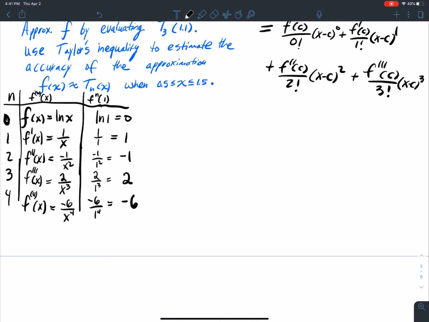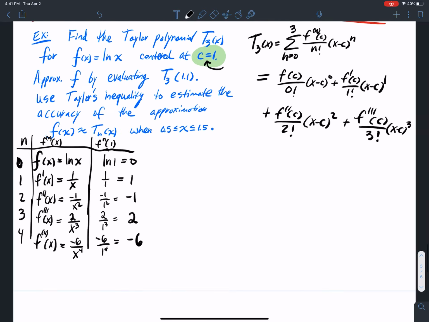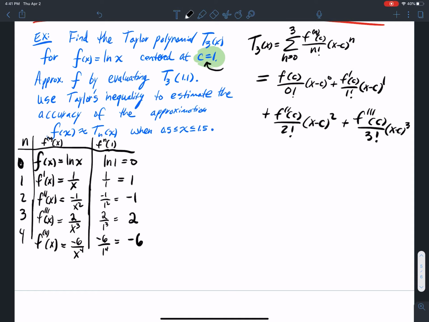But do we need a pattern? The answer is no, we don't need a pattern for this one. The pattern's a little bit more challenging, so I'm going to simplify this.